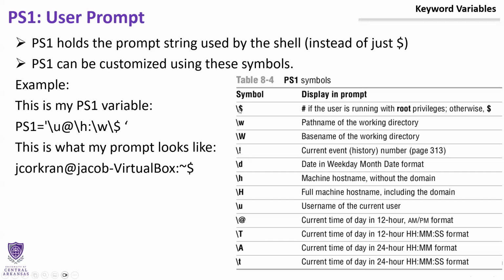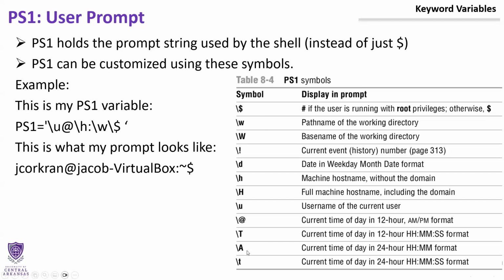As you can see, the \$ is the actual $ sign you get. Now you could do a literal, but because anything with that backslash means it's special, this one will allow, if you change to root, like we saw at the very beginning of the semester, when I changed to root, it had a pound. So this will allow that to happen. It'll switch from a $ sign for a normal user to a pound if it's root right there.